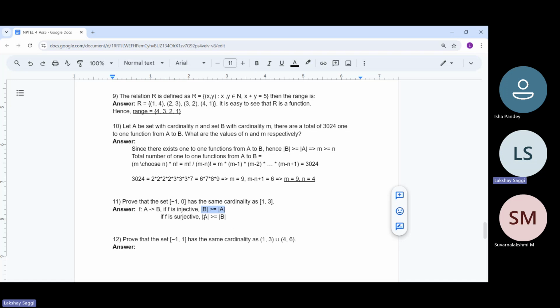And this part is true because if f is surjective, then the range of the function is actually equal to the codomain, right? And the range will correspond to cardinality of A. And so this should be greater than or equal to cardinality of B, which is the codomain. B is the codomain, so cardinality of B is the cardinality of the codomain. And so cardinality of A should be greater than or equal to cardinality of B.